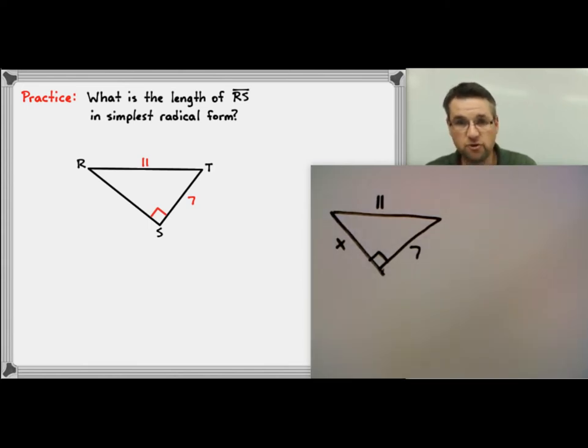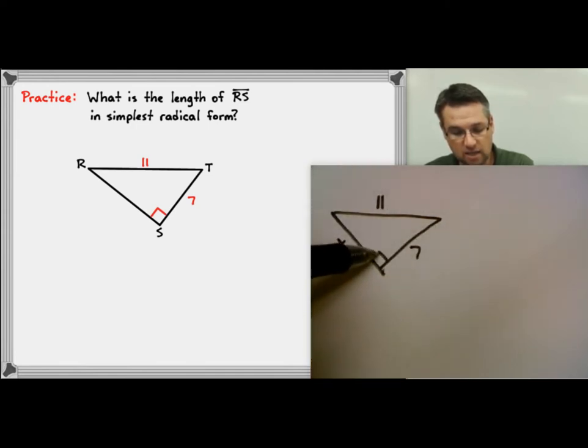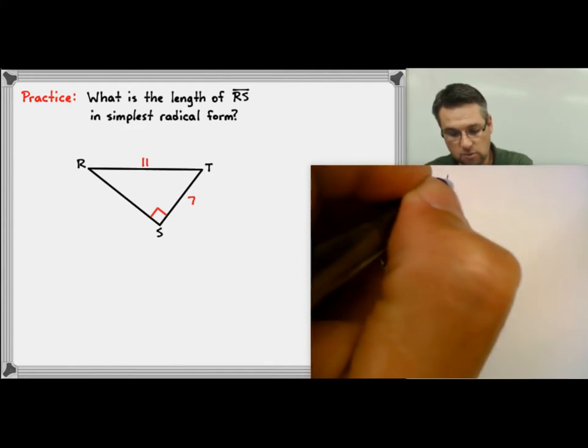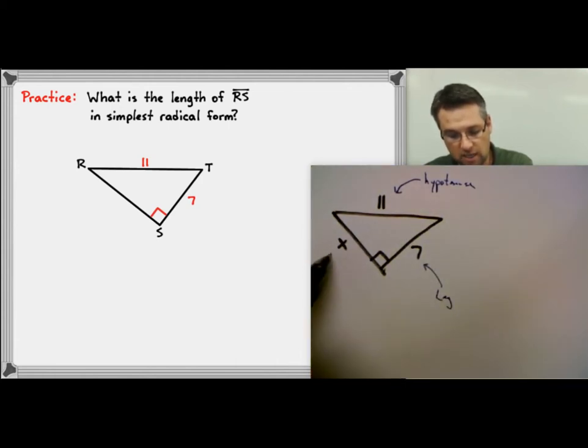Now, what we have to do first is identify our two legs and our hypotenuse. Remember, the hypotenuse is always the longest side. It's always the side that is opposite to the right angle. So this is my hypotenuse. And then the two legs are obviously the other two. So this is my leg and this is my leg. They are the two shortest sides. They're the two that intersect the right angle here.